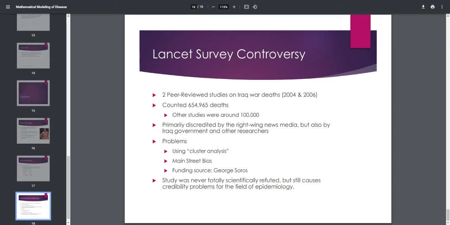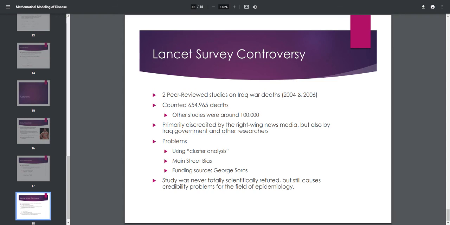One was cluster analysis, which divides the area into a number of randomly selected, approximately equally populated regions. You choose a random point in each region and interview a fixed number of households. There's also the Main Street bias in that they only interviewed households on accessible cross streets, and they didn't always get death certificates. So numerous people ended up being counted more than once in terms of their deaths.